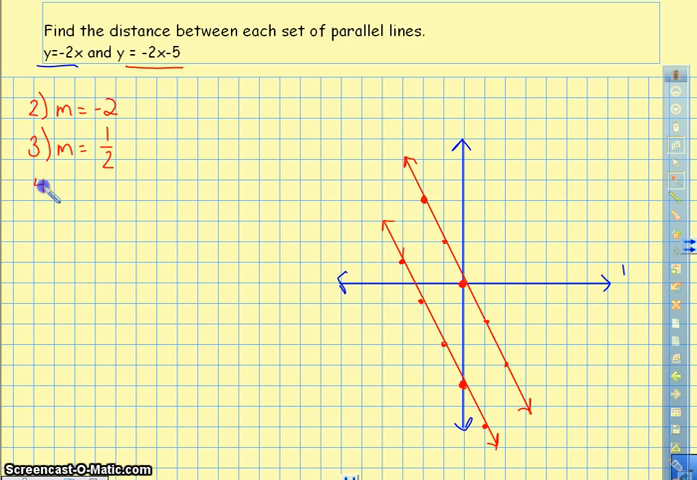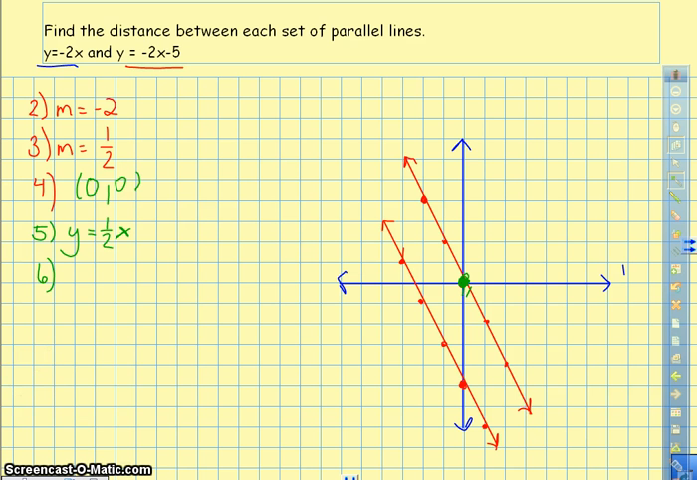Okay, step 4, I'm going to pick a point on the line. You may pick any point you want. I always pick the easiest one, which in this case is 0, 0. Okay, so that's step 4. Step 5, we're going to use point slope. So I have y minus 0, which is just y, equals 1/2, which is my slope, times x minus 0, which is just x. So that was an easy equation for us to use.